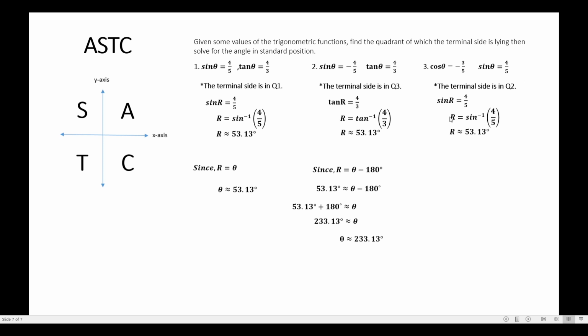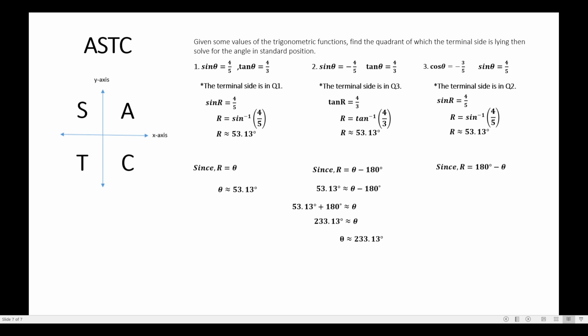And then you have r is approximately 53.13 degrees as well. So I just changed the signs from positive to negative for you to see the difference. This one is happening in quadrant 1, this one is happening in quadrant 3, and this one is happening in quadrant 2. So notice that we get the same reference angles, but of course the angle in standard position will be different because we are dealing with different positions of the terminal side. Always remember that. The position of the terminal side will really matter.